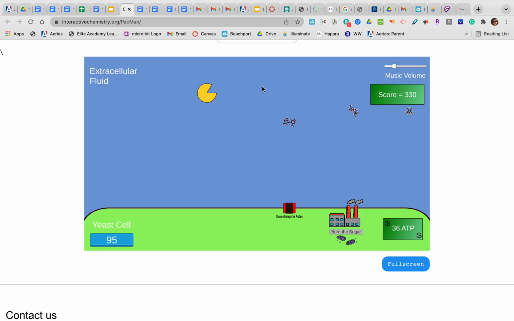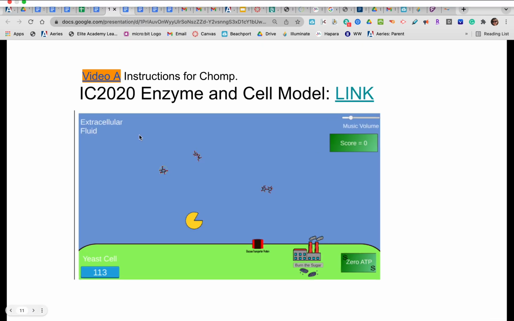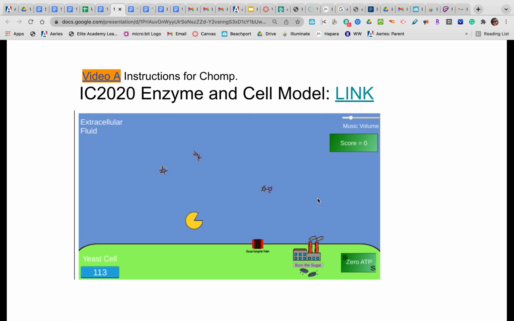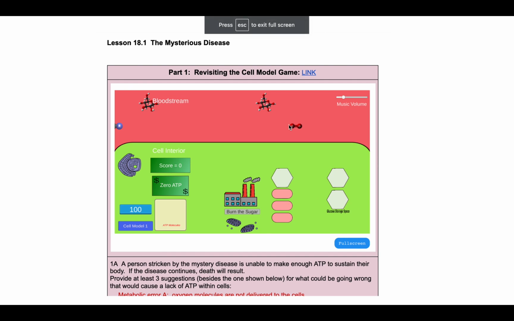Okay, so you're going to watch the instructional video on how to move around. You're going to play with a partner. One partner will be the Pac-Man or the enzyme, and the other partner will be the movable glucose. All right, and you together are going to attempt to make as much ATP as possible. Okay, so again, watch the instructional video first and then play. This is what your 18.1 looks like. Whoops, sorry. You're going to start with the cell models, and then you will move on from there.